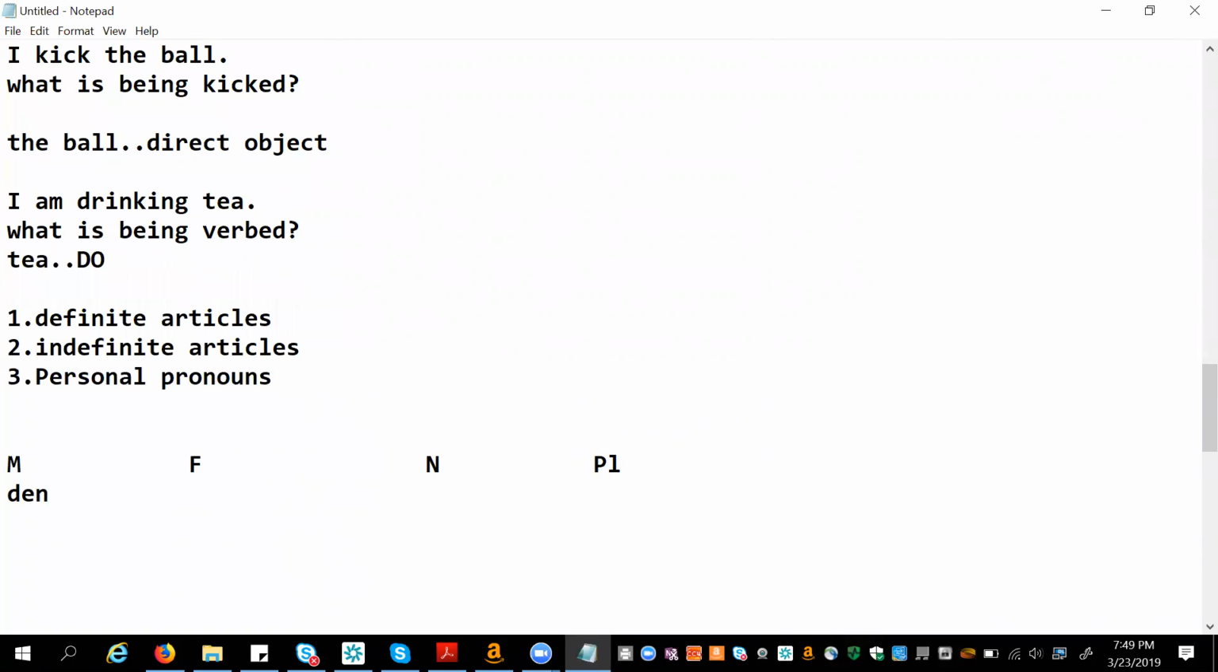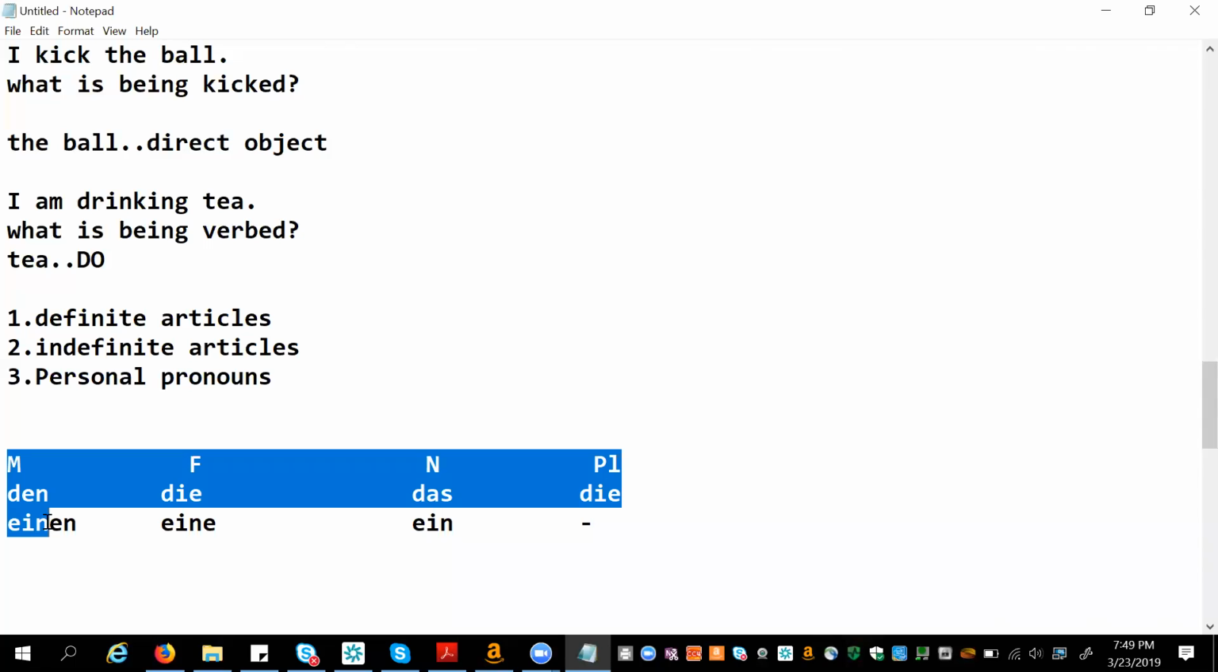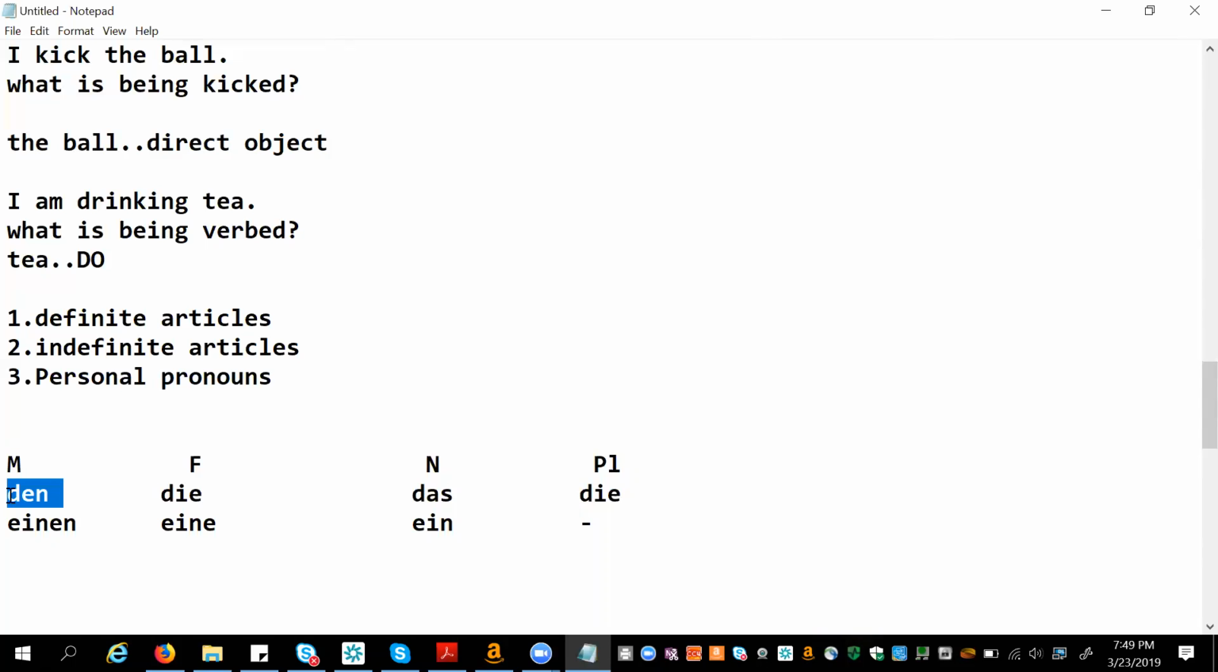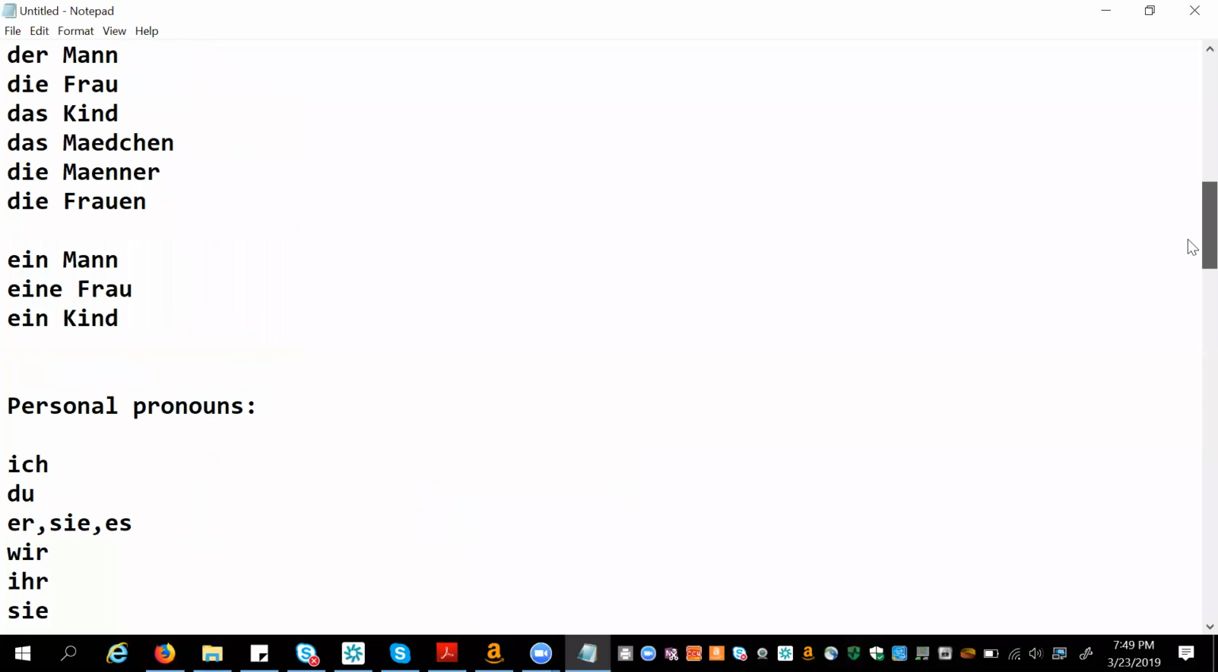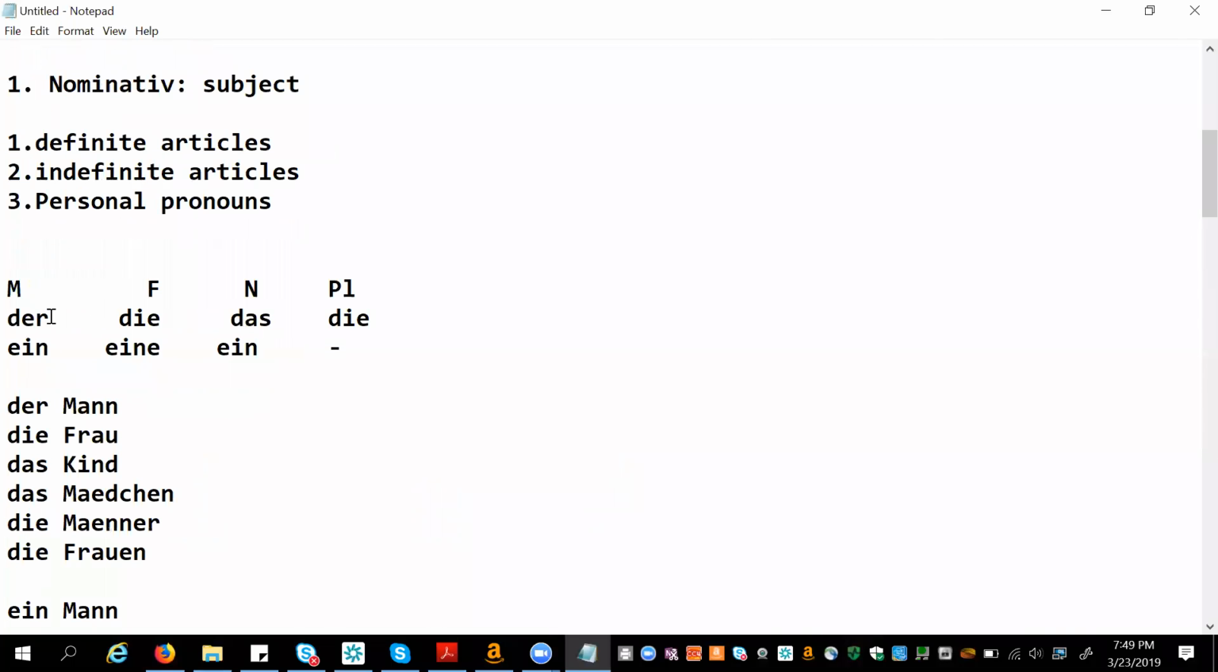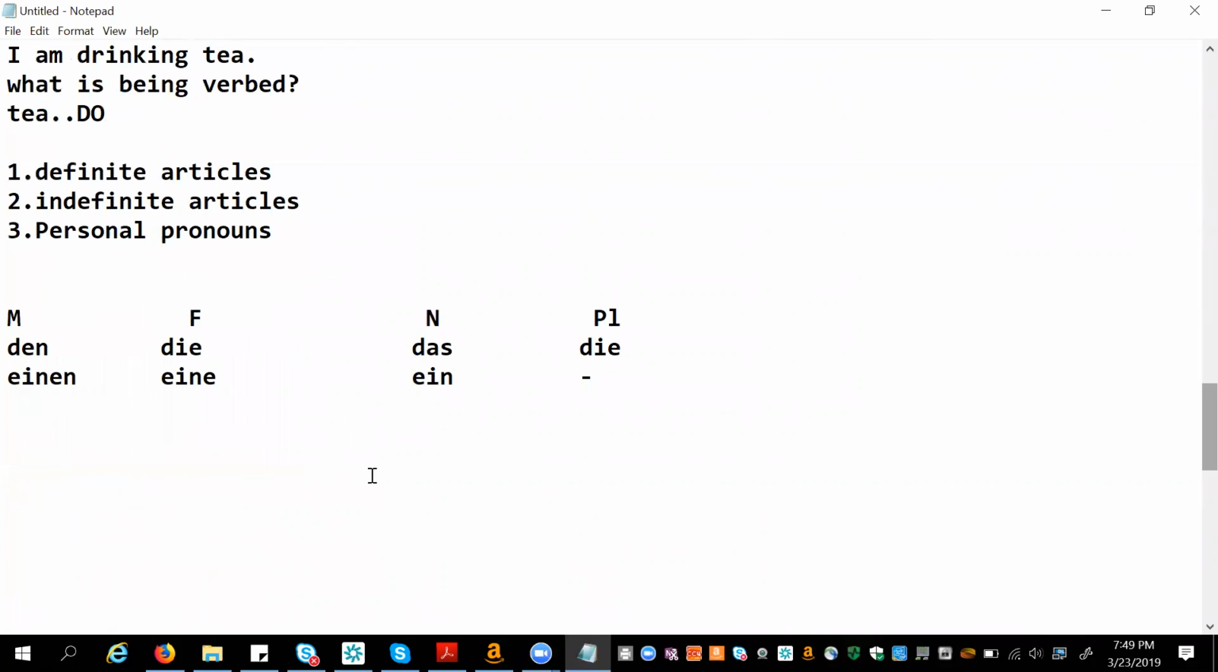Der changes to den, and the rest remains the same: der, die, das, die. Ein changes to einen, eine, ein. Only with the masculine noun you have to be very careful: der is changing to den and ein is changing to einen. Otherwise, the rest is exactly the same as the nominative. Perfect. We'll talk about why it is important.